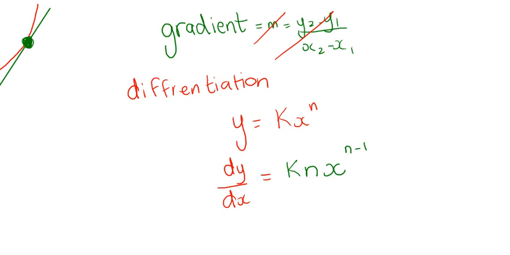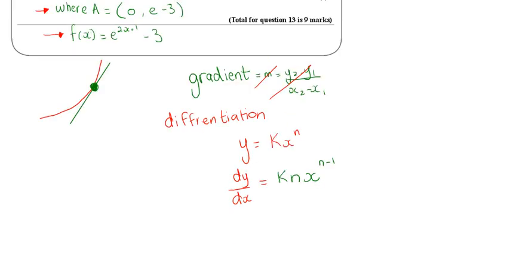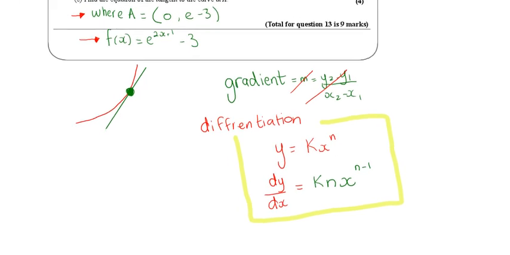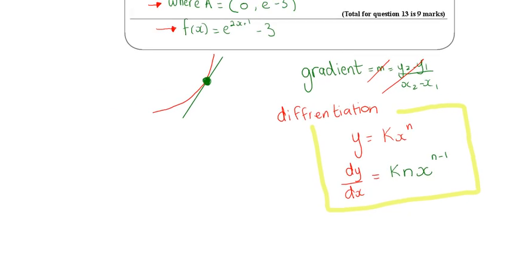So now that we know the fundamentals of differentiation, all we now have to do is take the original equation, which is our equivalent to y, and simply differentiate it. That should give us the gradient. So let's use the term that they have given us: f of x equals e to the 2x plus 1, minus 3.